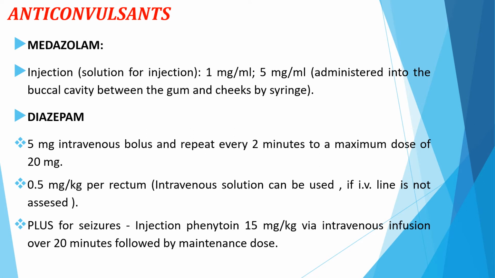Anticonvulsants, which we mean midazolam, which is one of the famous drugs that we're going to use in the ICU or in the theater. Injection solution for injection, 1 milligram per ml or 5 milligram administered into the buccal cavity between the gum and the cheek by the syringe. Midazolam. Diazepam, which is Valium: diazepam 5 milligram intravenous bolus, repeated every 2 minutes to a maximum dose of 20 milligram. So you start with 5 milligram and end with 20 milligram. Then 0.5 milligram per rectum and bolus for seizure, injection phenytoin 15 milligram via intravenous infusion.